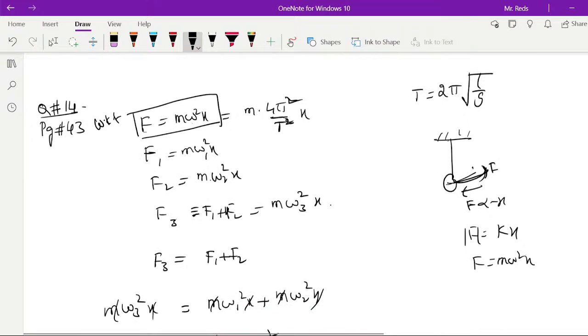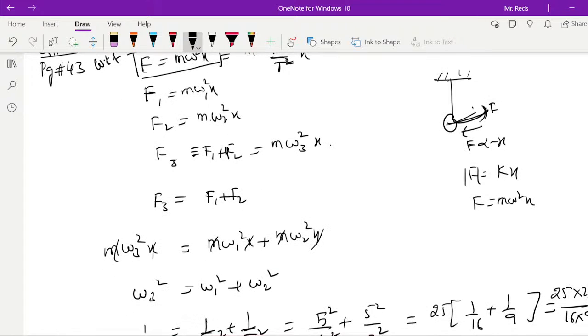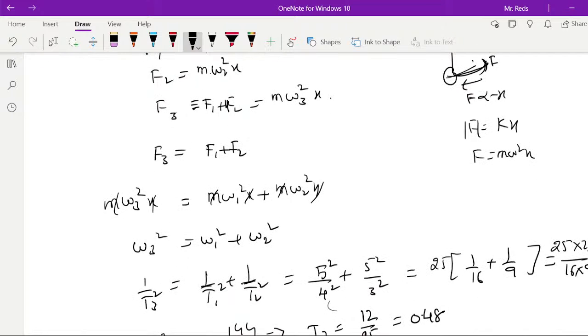Substituting in terms of omega, after cancelling and simplifying, you can write omega 3 square = omega 1 square + omega 2 square. Omega can be expressed as (2 pi by T) whole square. It gives 4 pi square by T3 square = 4 pi square by T1 square + 4 pi square by T2 square. 4 pi square cancels out, and you get this relation. Here T1 and T2 are given, and we are asked to find T3. T1 = 4/5 seconds and T2 = 3/5 seconds. What is T3, the question.